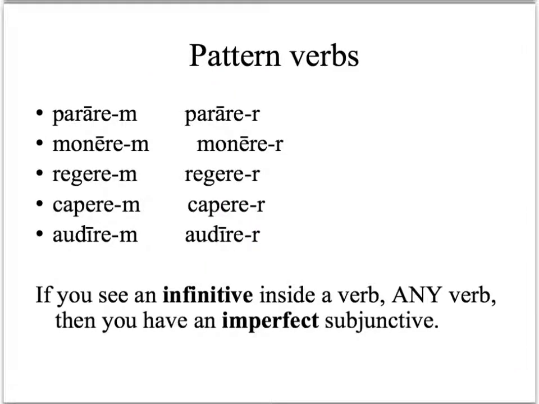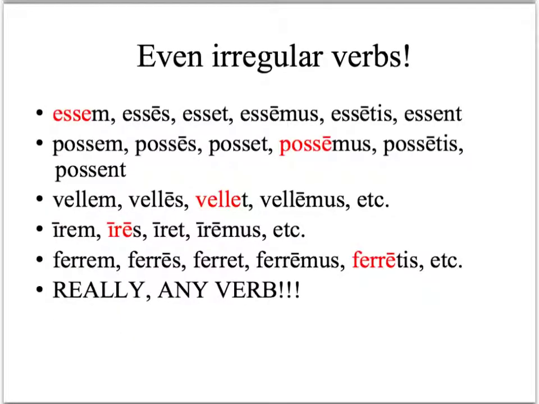So for parare verbs, I take the infinitive, the second principal part, and add the personal endings. Pararem, parares, pararet, pararemus, pararetis, pararent, etc. In the passive, pararer, it looks really weird, parareris, pararetur, pararemur, pararemini, pararentur. And you do that for each conjugation. If you see an infinitive inside a verb, any verb, that verb is an imperfect subjunctive, even if it's an irregular verb.